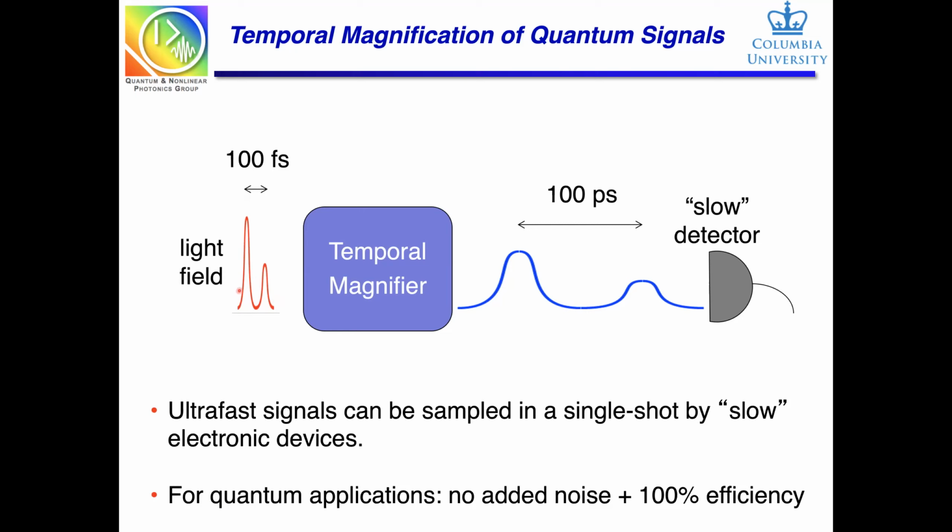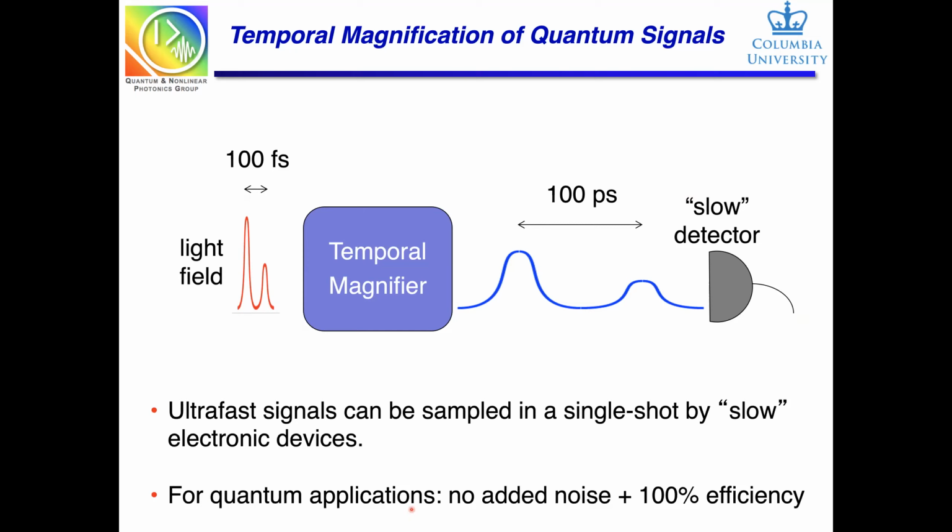That is, now our new device, new temporal waveform looks something like this. In this case, we're magnifying it by a factor of 1,000. So now it's 100 picoseconds. Well, now our relatively slow detector could resolve it. We've done a lot of work on this in the classical domain, but now we're trying to do this in the quantum domain.